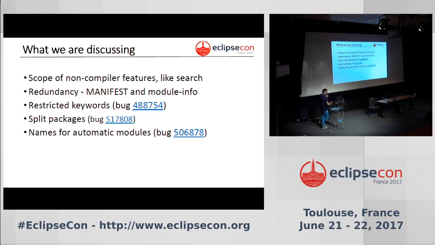And so what happens to the redundancies of information between the manifest file and the model info file? That's also another point that we would like to conclude at some point. So restricted keywords and split packages, these are the two topics that have been hot.